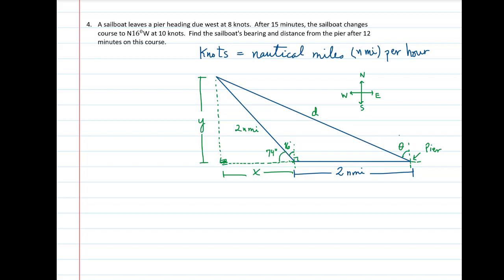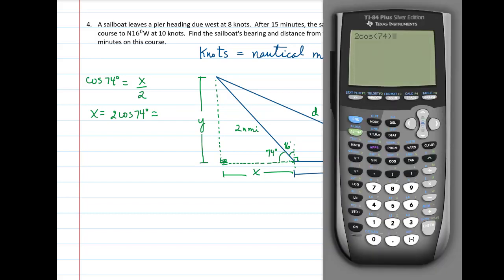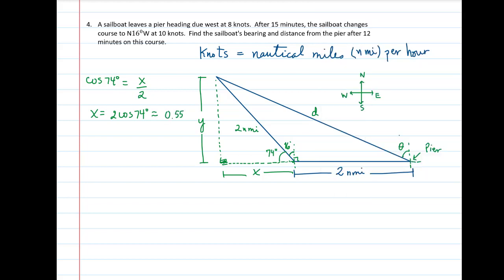With that 74, we should be able to find x and y. Let's find x first, or either one, it doesn't matter. For x, we'll set it up with the cosine. Cosine of 74 is equal to x over 2. Cross multiply, x is equal to 2 cosine of 74 degrees. We're going to compute that in the calculator. Make sure your calculator is still in degrees, as we're dealing with degrees. We put that in the calculator, and we get 0.55. And these are now nautical miles, since these are distances we're computing here.